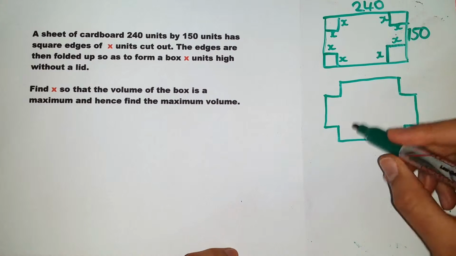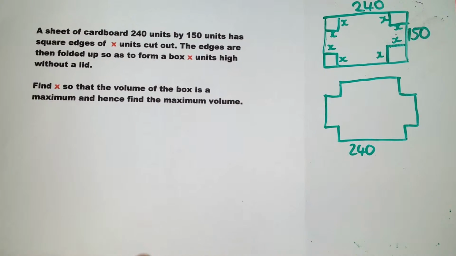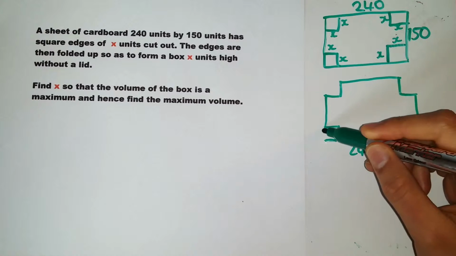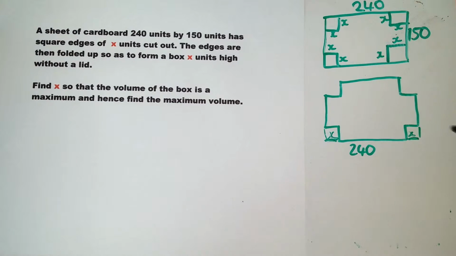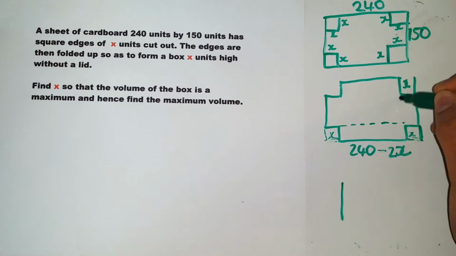Then we said that the length of the cardboard sheet was 240 units. Now a portion of the side has been cut out. So if this is x and that is x, and this was 240, now it's 240 minus x and minus x, so it becomes 240 minus 2x. And then the other side, the width of the cardboard sheet, it was 150 units. And then we cut out a side of x units and another portion of x units, so it becomes 150 minus 2x.